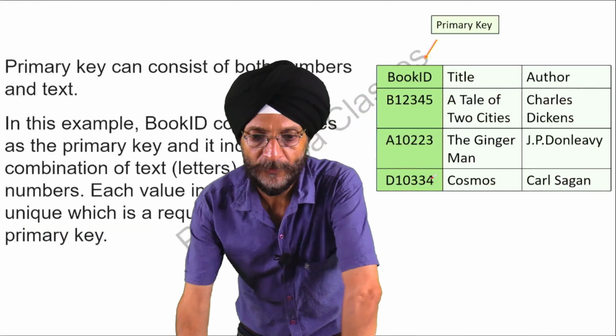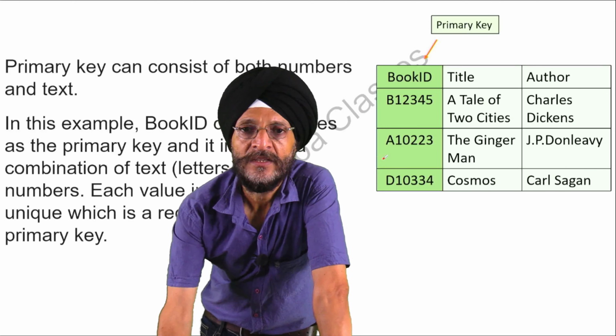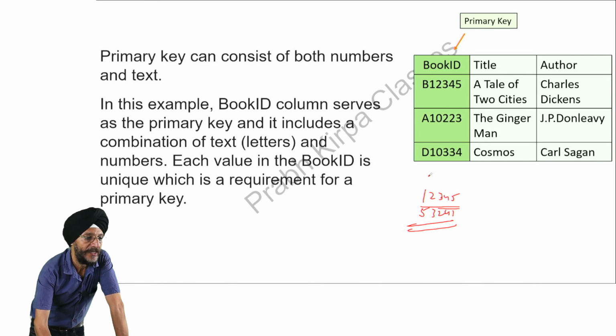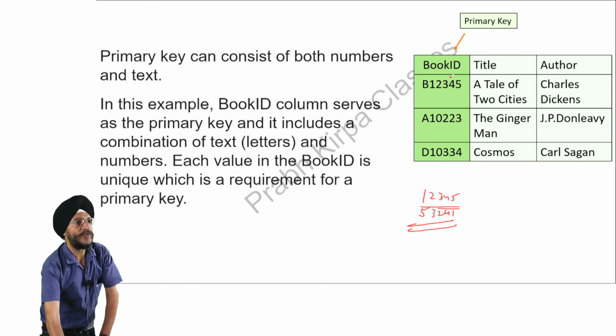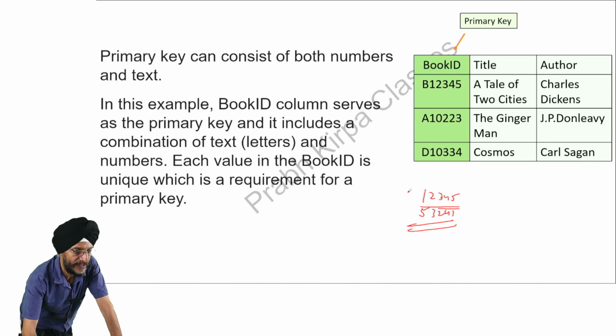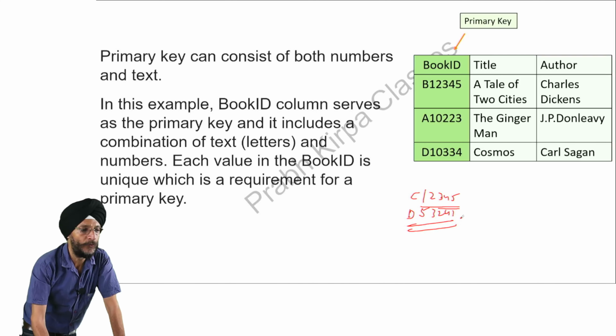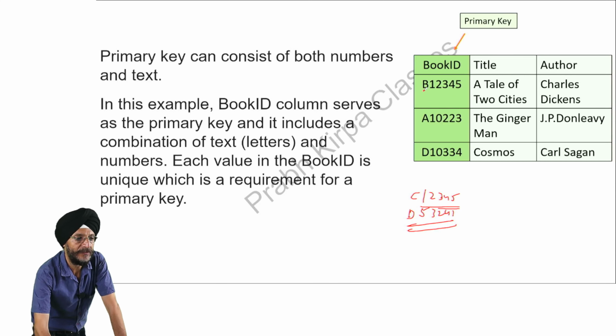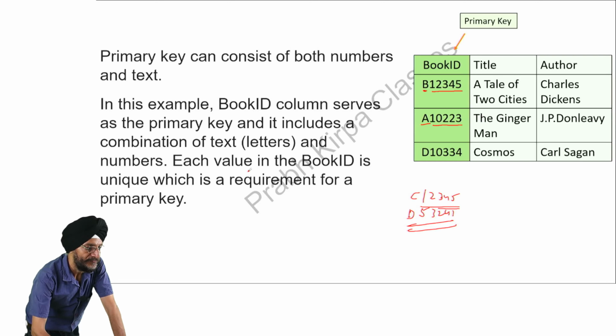Primary key can consist of both numbers and text. It is not that when we are talking about customers or employees, this is the customer ID or this is the student ID, numbers alone. It may be possible that primary key can consist of both numbers and text. That is, we can say that customer ID is C12345 or employee ID is D53241. In the same way, in the case of book ID, the book ID may start with B and then numbers, then A, and then numbers 10234.